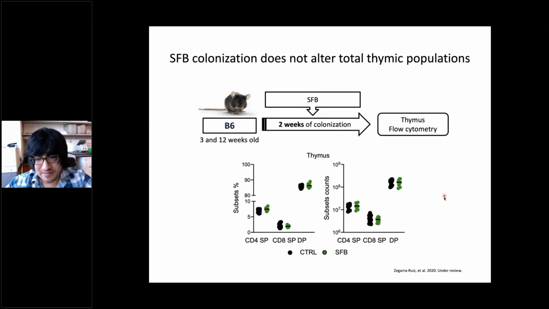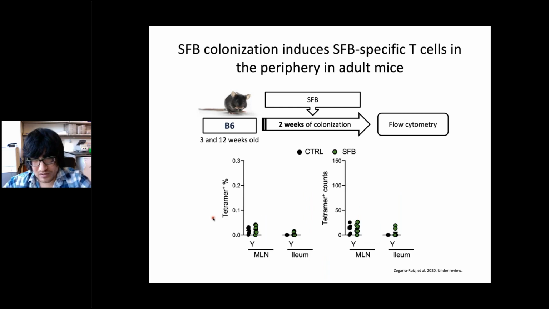Interestingly, to assess if this was a specific process or if this was happening randomly in the thymus, we analyzed the thymic subsets, so total CD4 single positive, total CD8 single positive, and total double positive after SFB colonization in young and in adult mice, and we found no differences in numbers, or, I'm not showing it here, in maturity of these cells, which suggests that this is a process specific for SFB specific T cells, and it's not changing all of the thymic immune landscape.